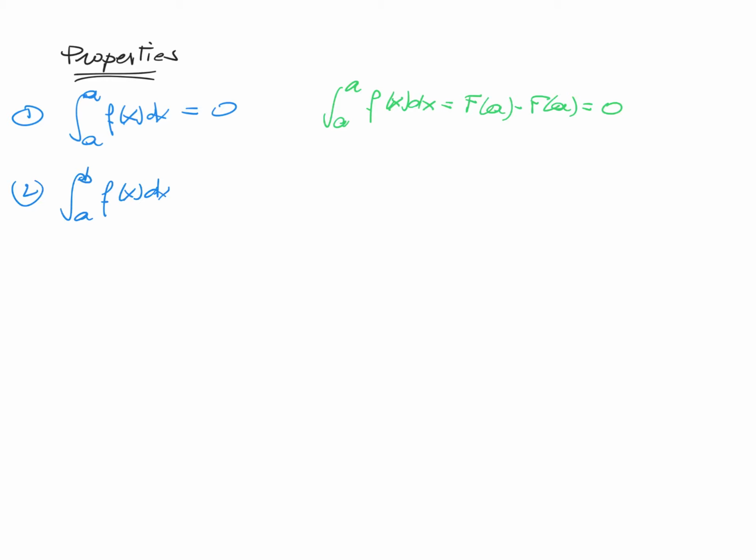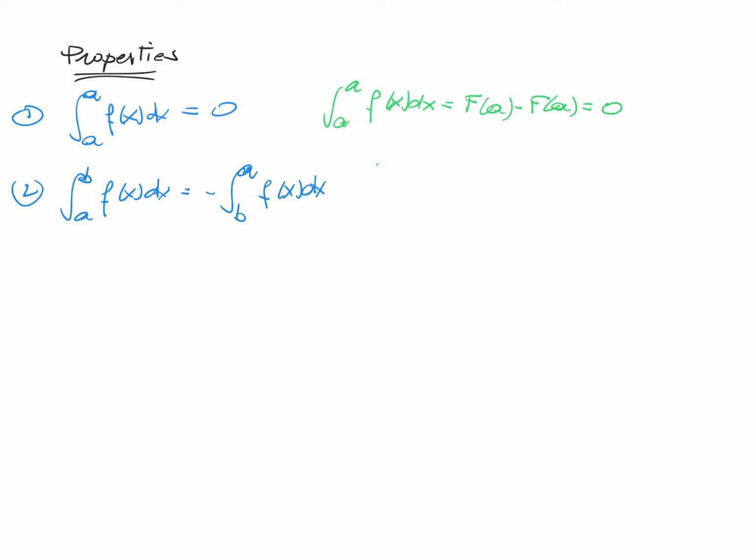The second property: if I have an integral f of x dx between the boundaries a and b, this is the same as minus the integral of f of x dx between the boundaries b and a. So if I change the order of the boundaries, so my upper boundary becomes my lower boundary and vice versa, then the sign changes, so I get minus the integral with the boundaries switched.